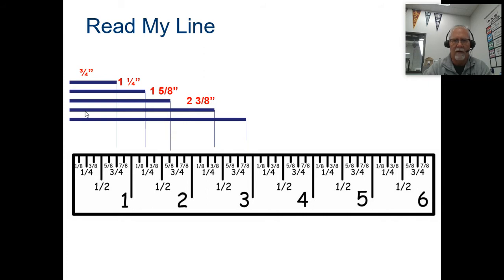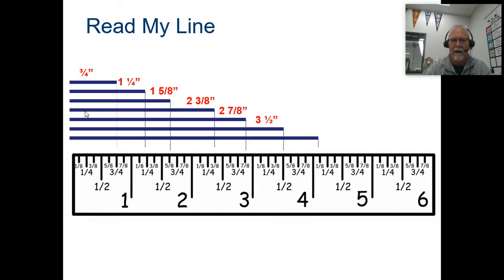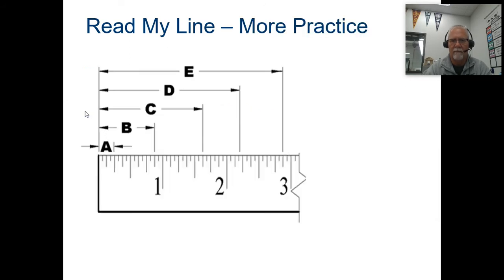This one, again, greater than 2. What's our fraction? 7/8 becomes 2 7/8 of an inch. This one, we're beyond the 3, so we take our whole 3 inches plus the fraction, 3 1/2. Continuing the same way, we're beyond 4, so it's 4 and the fraction, 4 1/8.